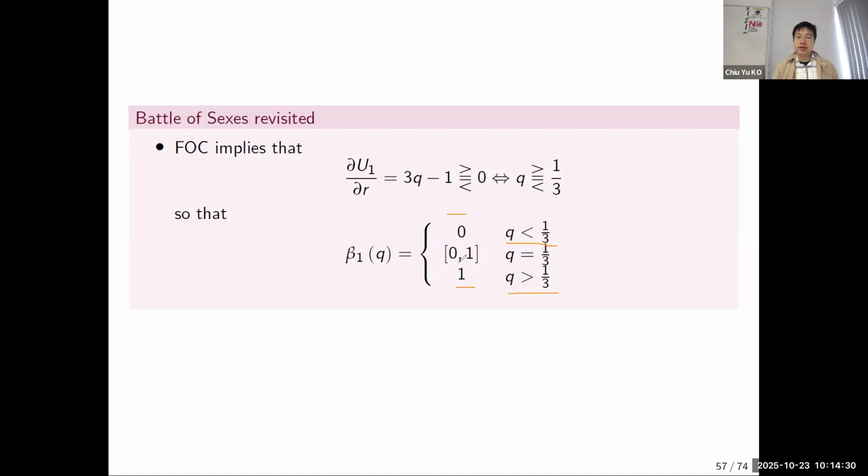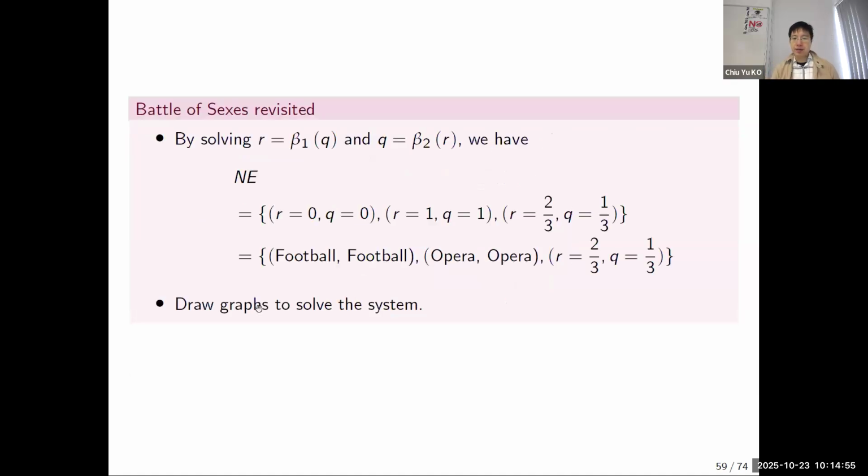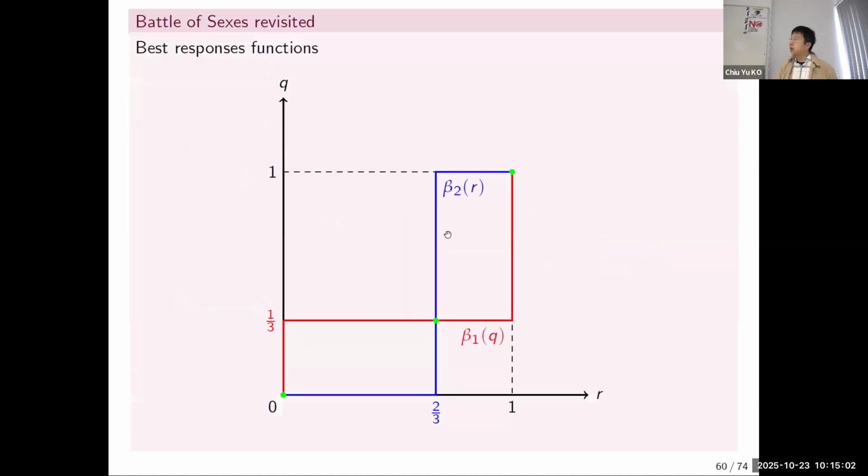When Q is 1/3, it doesn't matter. And you should expect something similar for the other player, because they're symmetric, and you will see something similar. I'm not going to go line by line because I think you're PhD students. So you solve actually 3 outcomes, but it's easier to see this graph, right?